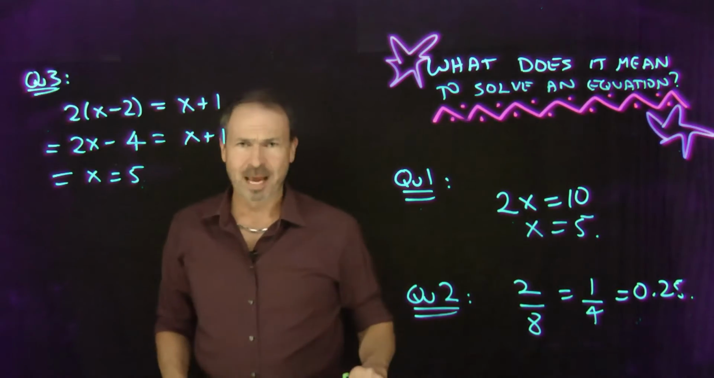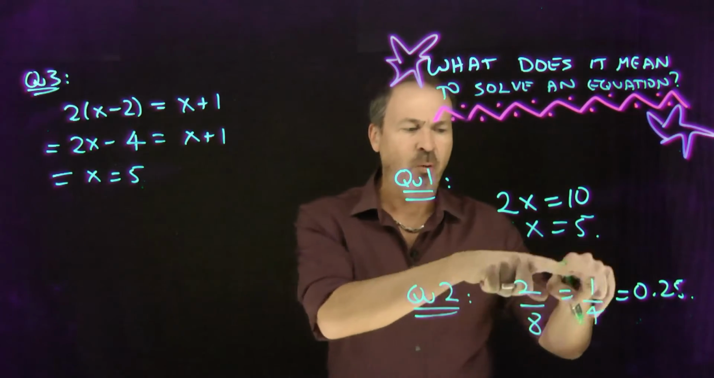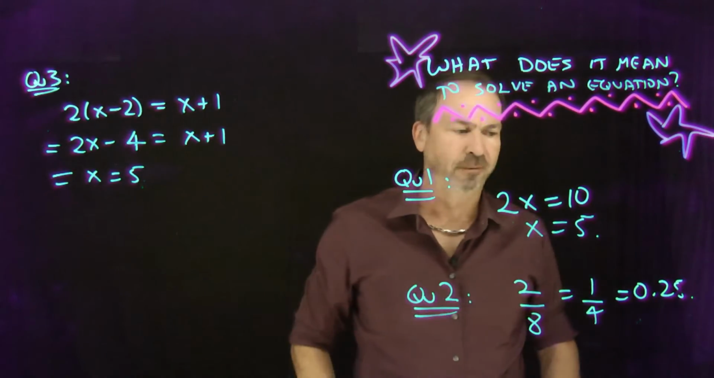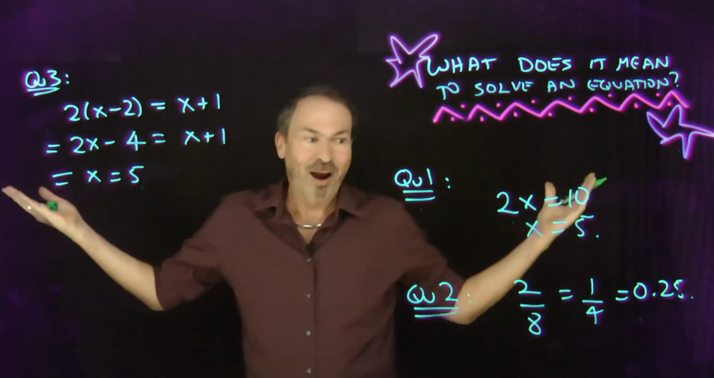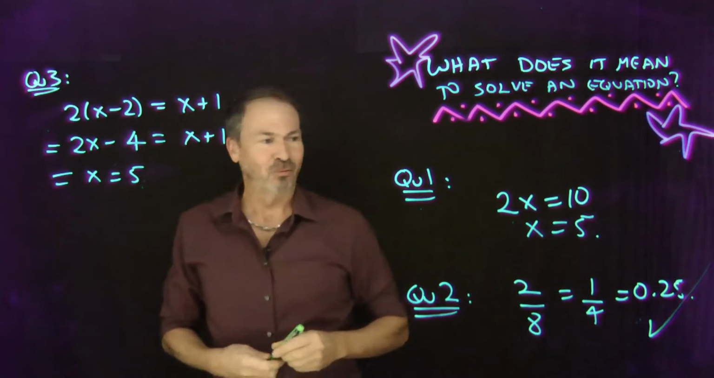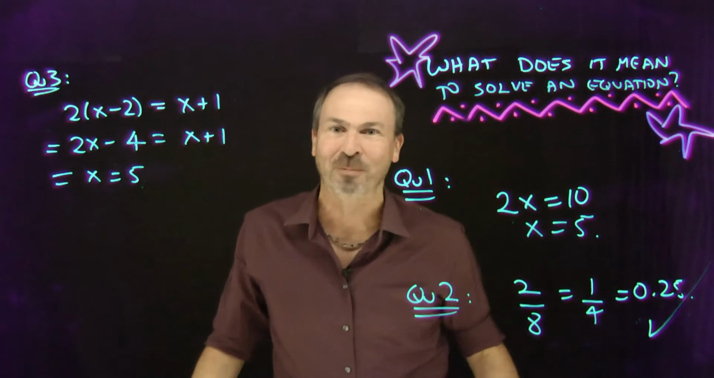The second example, how's this one read? 2/8 equals 1/4, which equals 0.25. Well, that sounds great. I agree with that. That's good. I think it's what you meant to write, it makes perfectly good sense, and it's true.